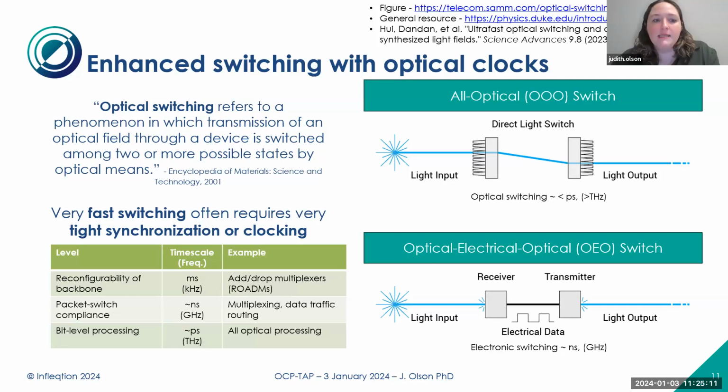So packet switch compliance, you're going to be talking about nanoseconds, gigahertz type levels. It's really important for all of the multiplexing and data traffic routing. And then the slowest one here is the reconfigurability of the backbone. And that's just because this is inherently a larger inertial process. It takes more computation to understand how you want to reconfigure your network or anything along those lines. So usually those changes occur on kind of the millisecond level.